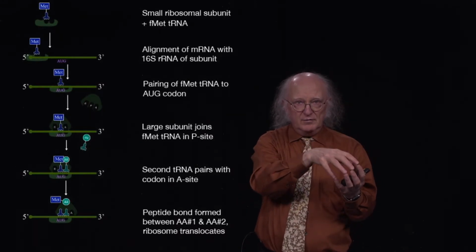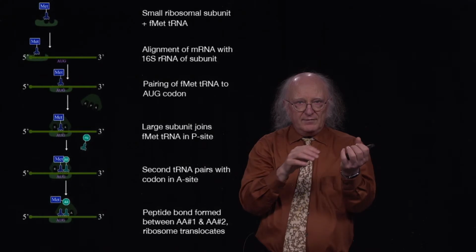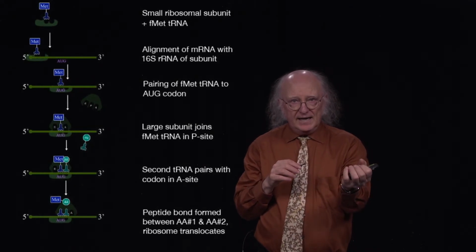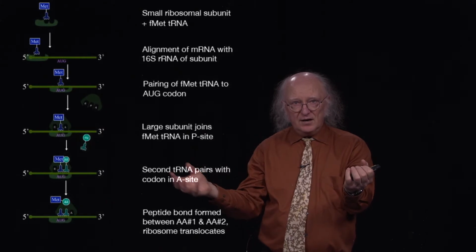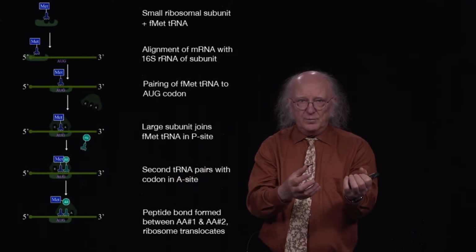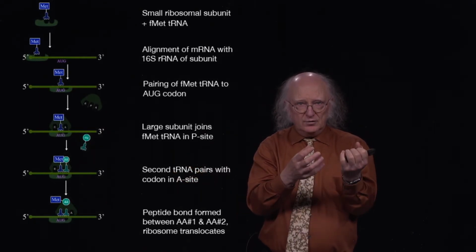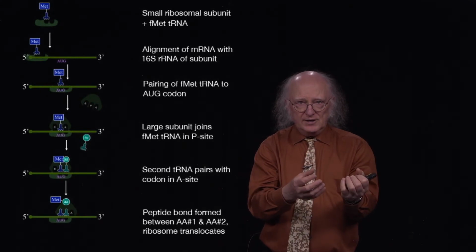The ribosome has assembled at this point. We've got the small subunit, we've got the large subunit. We have the FMET tRNA in the P site, and now we have this other site in the ribosome that's open. We're getting ready to do the process of elongation.